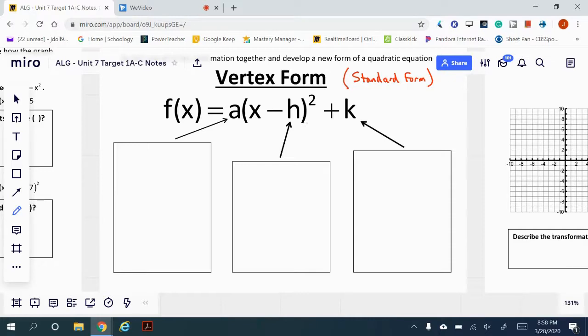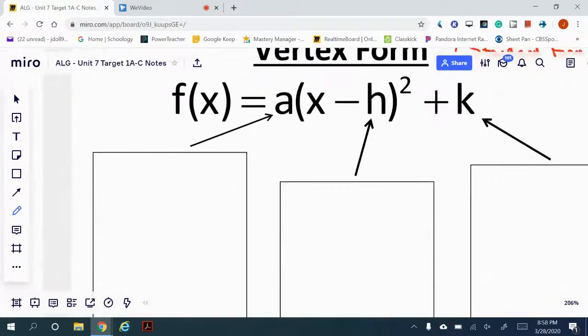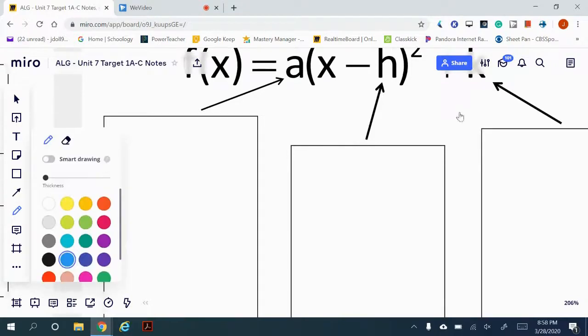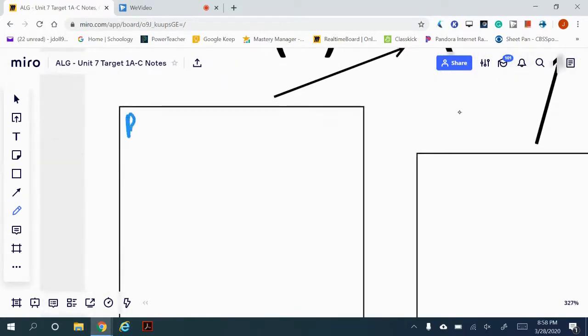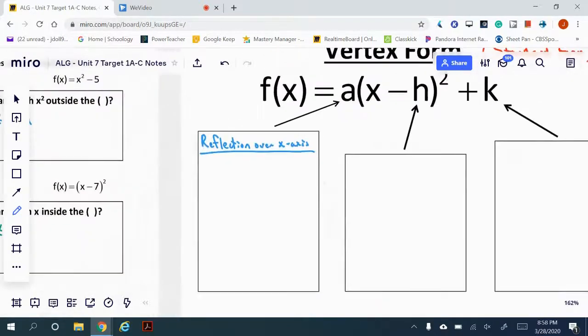All right, so let's talk about this A value here. Now, the A value, you can see, is still our leading coefficient. It still is the coefficient of the squared term, right? This A value is actually the same A value that we had in general form. Now, the A value here does three different things. It controls three different transformations. The first one is it controls a reflection over the x-axis.